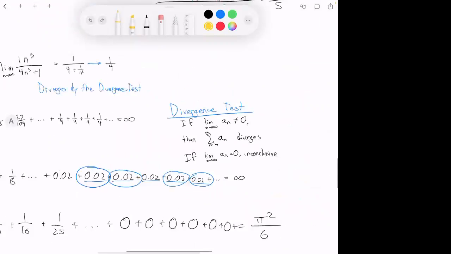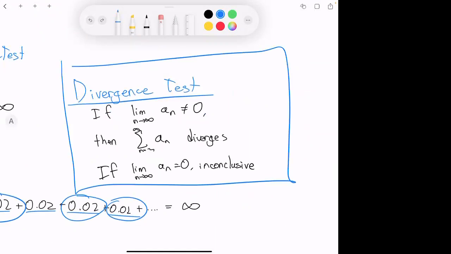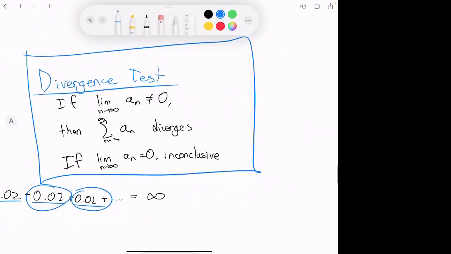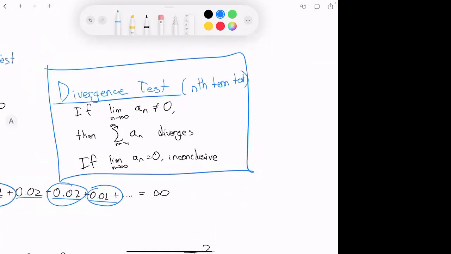So this divergence test, let me put it in thing here. Sometimes it's called the nth term test. That's another name for it. It's literally the simplest of all the tests that there are. It says just quickly check that the terms are actually approaching 0.